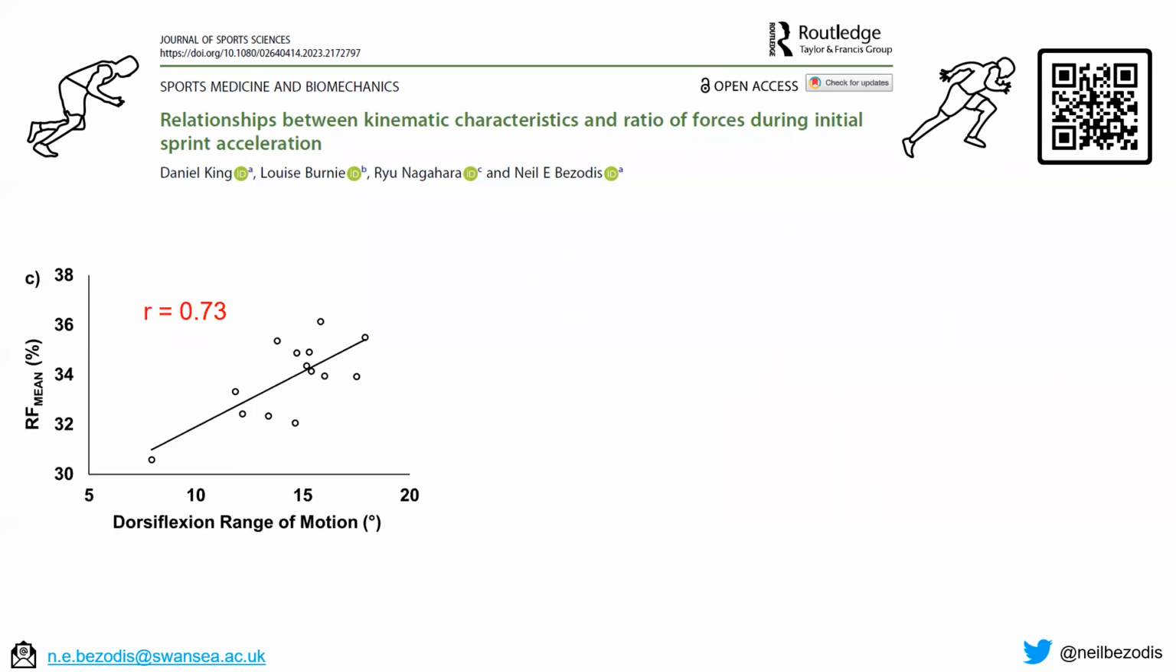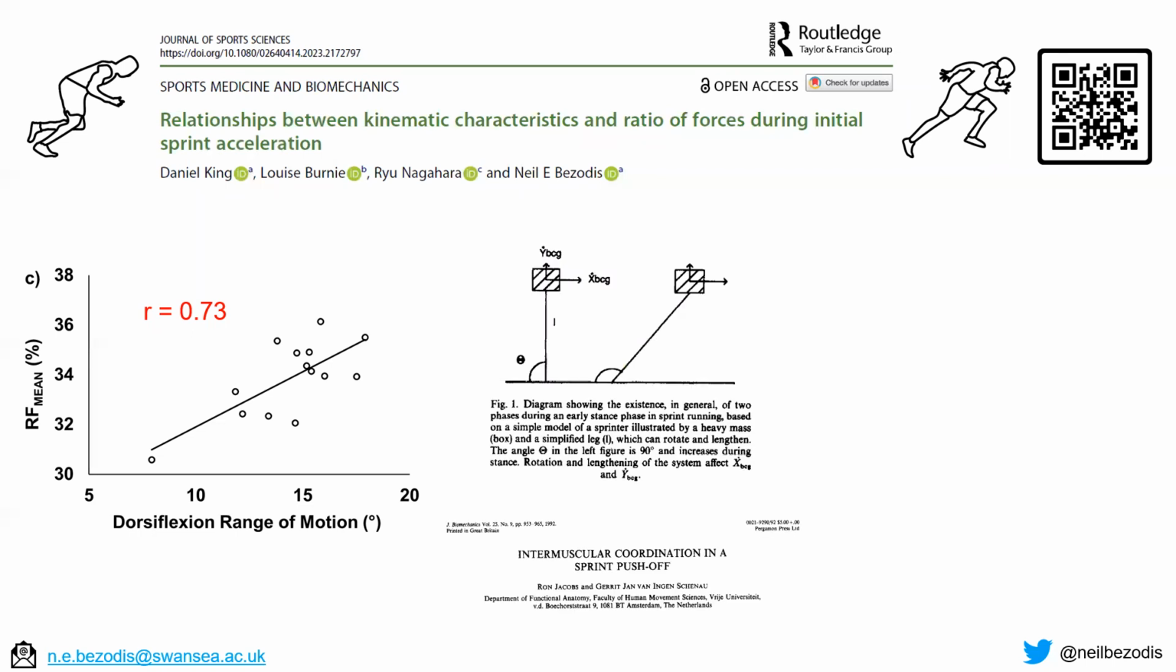And continuing on that theme of ankle joint kinematics, we also look beyond the instant of touchdown into the stance phase. And interestingly, the amount of dorsiflexion at the ankle during early stance, which we know happens in all steps for all levels of athlete, was also related to RF. More dorsiflexion was associated with a higher RF. And if we think back to that Jacobs and van Ingen Schenau paper, potentially this is another way through which that rotation strategy can be achieved from touchdown onwards.